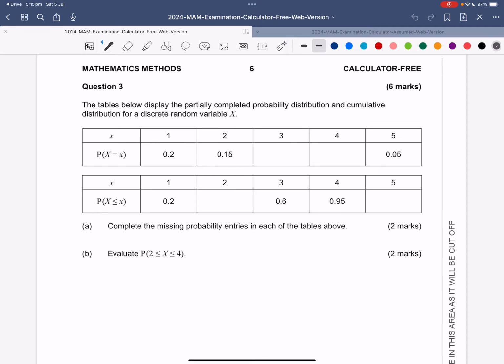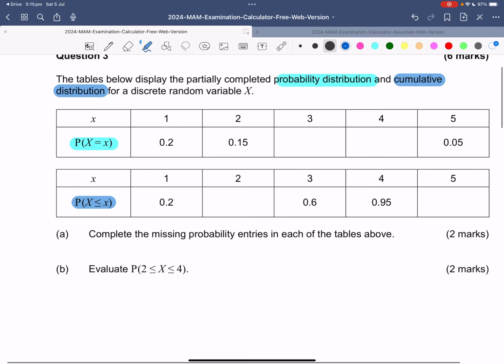The table below shows a partially completed probability distribution function and a cumulative distribution function. All right, that makes sense. The probability distribution function is the probability that x takes that particular value, and the cumulative distribution function is the probability that x takes a value up to that point. Okay, so first, 2 marks: complete the missing probability entries in each of the tables above.